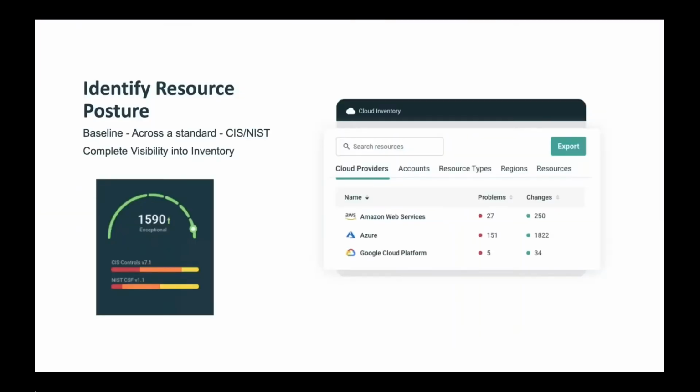So what do we do about this? Okay, what are some best practices that we found as we've been out there with our tooling? The first is identify resource posture. There are a lot of different cloud resources that everybody's using in a multi-cloud environment, and what we found is very rarely do people or companies understand their full cloud footprint.